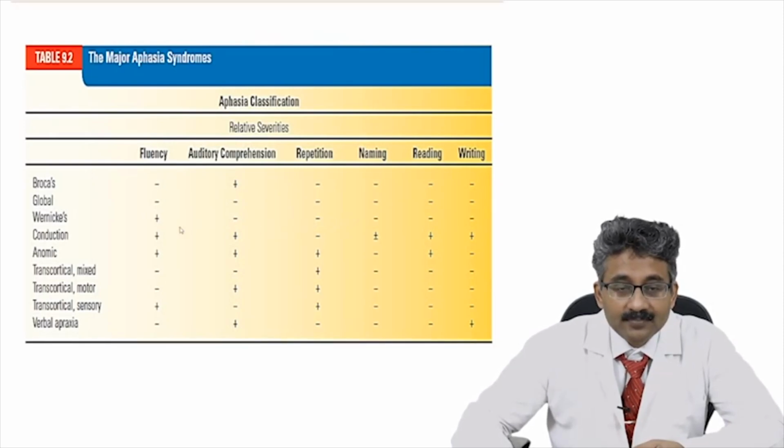Okay? In a conduction aphasia, everything is normal, only abnormality is repetition. Repetition will be a problem. That means if you ask the patient to say "elephant", he won't be able to repeat it. So, that is a conduction aphasia. Okay, repetition will be abnormal.